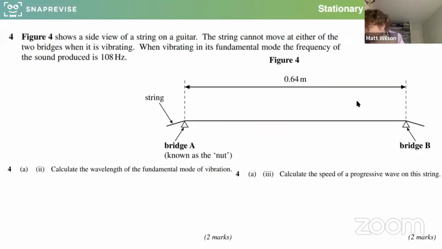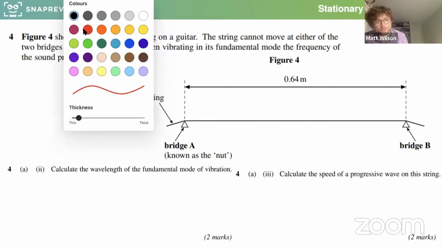Okay, so we have question 4 here. Figure 4 of question 4 shows the side view of a string on a guitar. The string cannot move at either of the two bridges when it's vibrating. When vibrating in its fundamental mode, the frequency is 108 hertz. Calculate the wavelength of the fundamental mode of vibration.